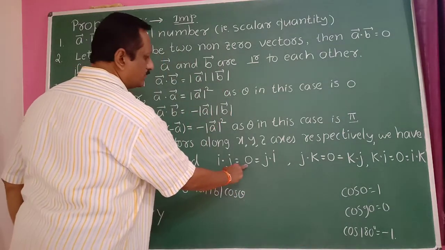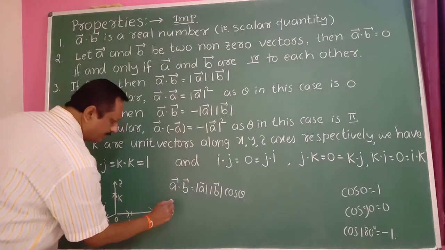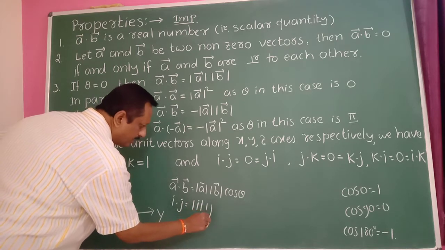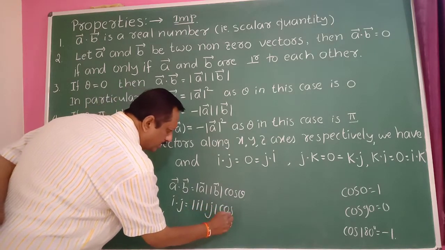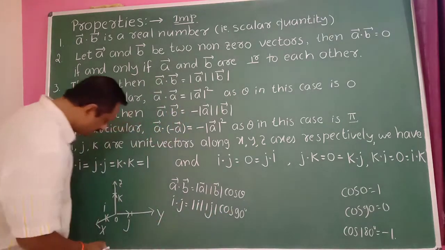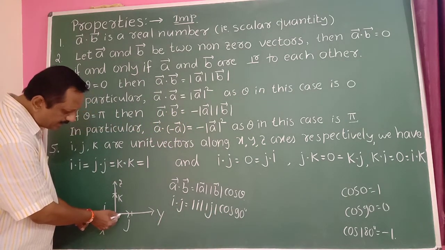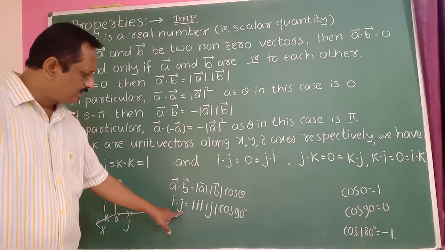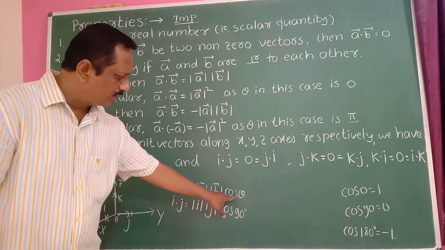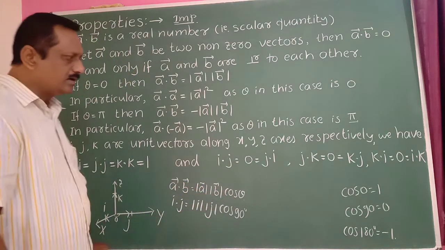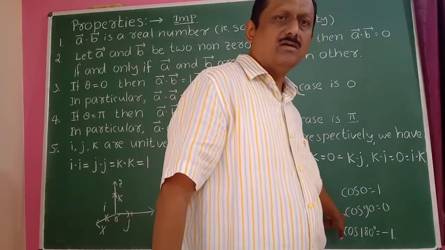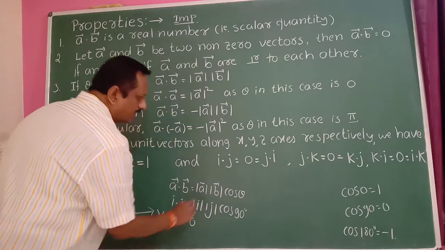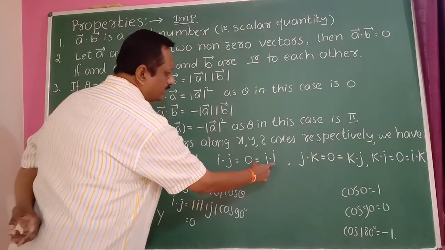Next, i dot j is equal to 0. Again using this definition, i dot j is equal to modulus of i into modulus of j into cos of 90 degrees, because the angle between i and j is 90 degrees. You know that the value of cos of 90 degrees is 0, and 0 into any term becomes 0. Hence i dot j is 0, and j dot i is 0.